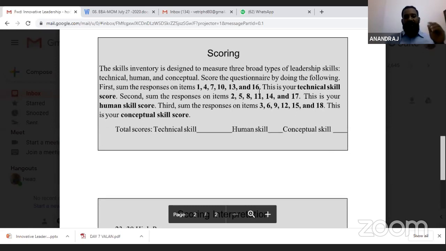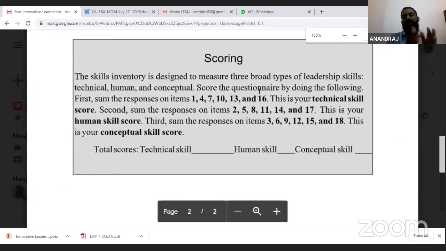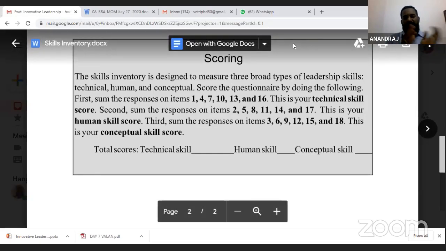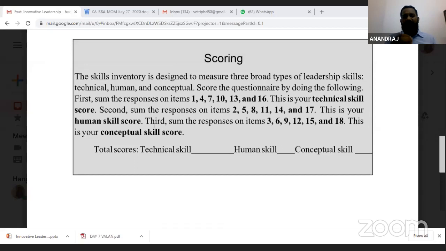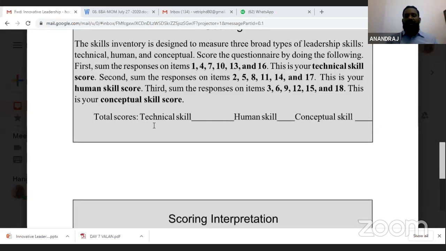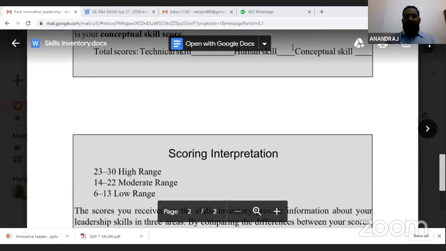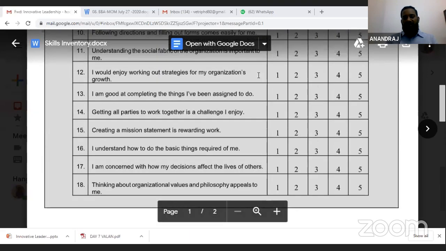If you check the scoring levels in all the three skills, each skill you can check up. If your technical skill score is 14 to 22, your skill range is moderate. Your human skill is 23 to 30, then your skill range is high. Your conceptual skill, again, if it is from 6 to 13, then you have to think about where you have to improve, what are the things that you need to overcome. This is the skill inventory, wherein you can check what are the skills that you are required to sustain in an organizational environment.